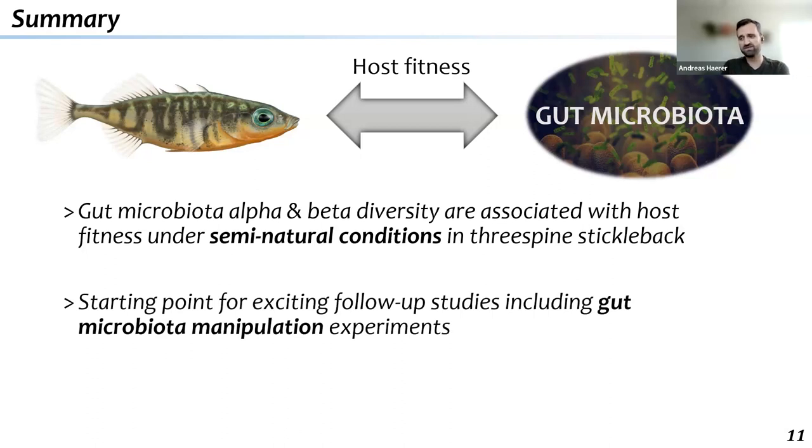And I would see the results as very exciting, but only as a starting point. Everything I showed was strictly correlative, and I think it's a good point to perform follow-up studies. One thing I'm currently thinking about is maybe to do gut microbial manipulation experiments, where we, for example, take the microbial communities of the fastest and slowest growing fish and inoculate germ-free fish with those bacterial communities and see whether the similarity and difference in microbial communities can actually affect growth rate.